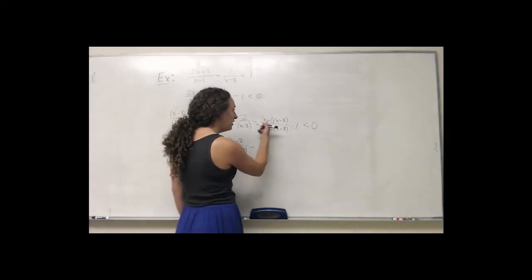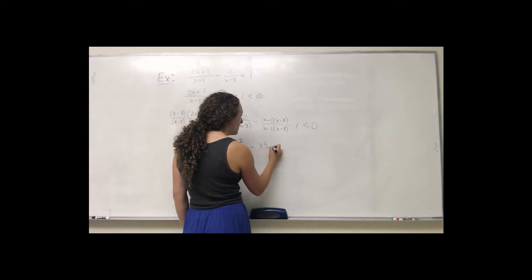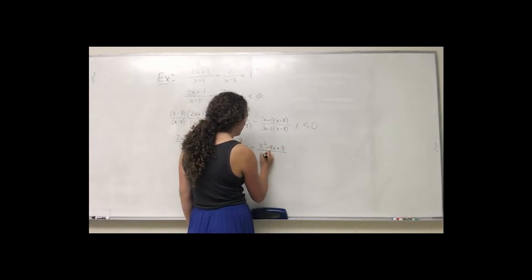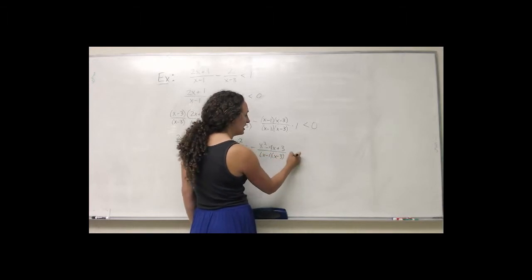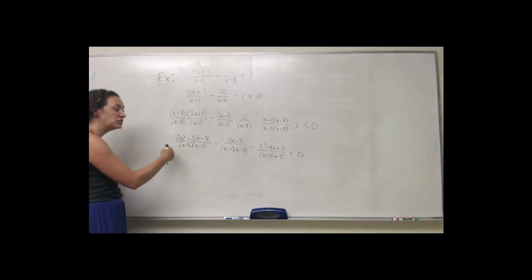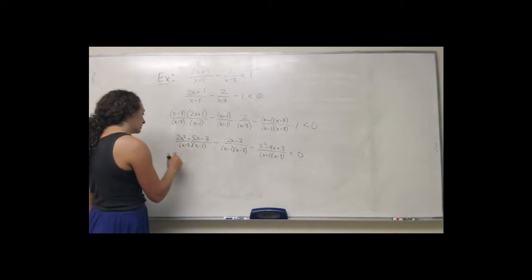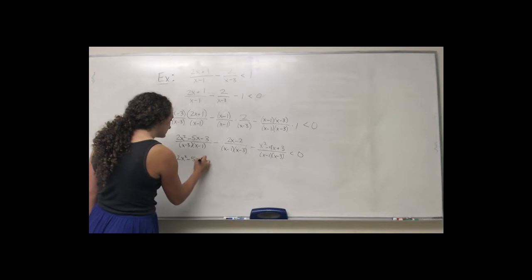Okay, and then this one, when we square out the top, we get (x squared minus 4x plus 3) over (x minus 1)(x minus 3) is less than 0. Okay, so now these are fractions with the same denominator, so we can combine the top. So I'm going to get 2x squared minus 5x minus 3.